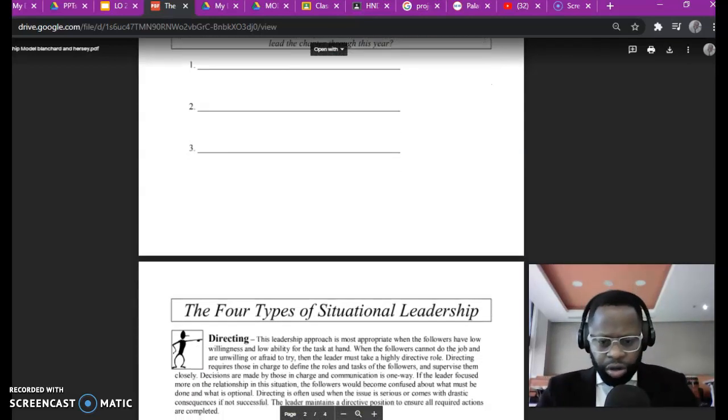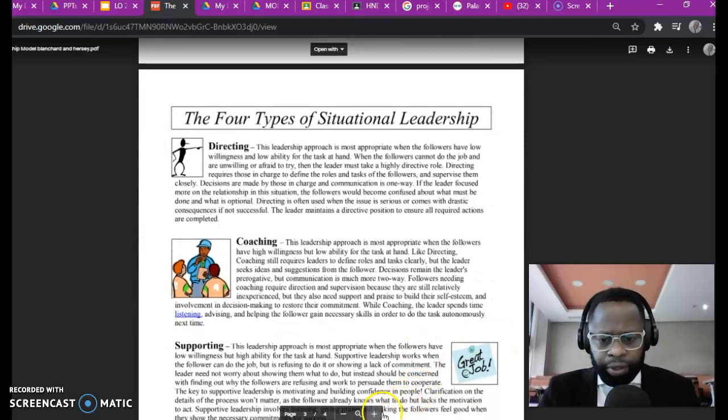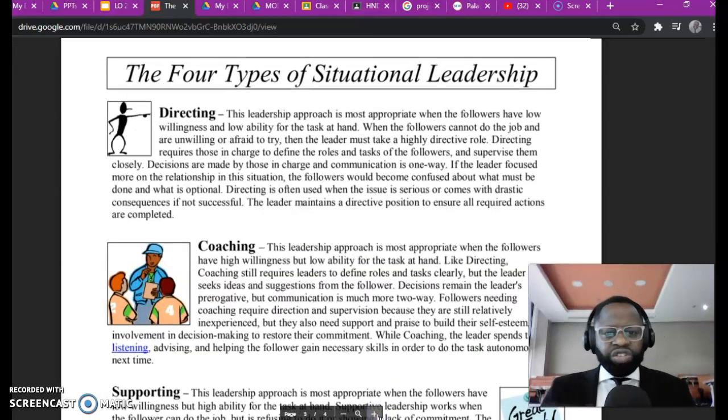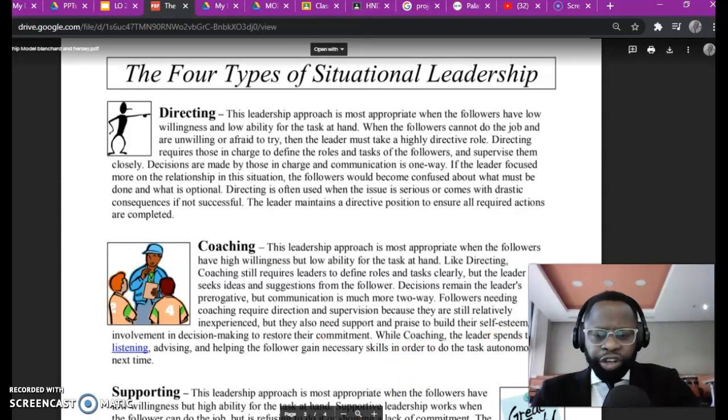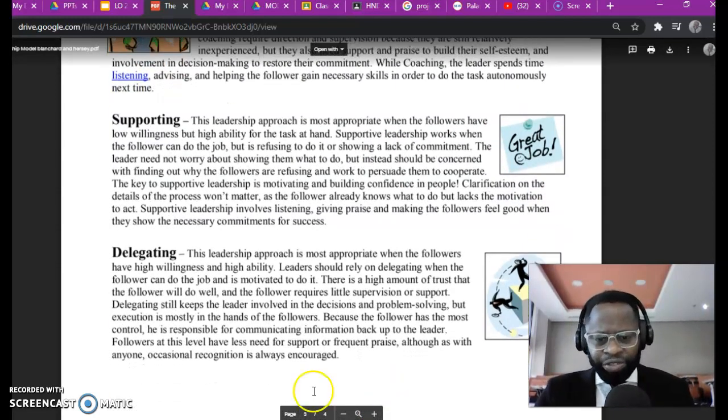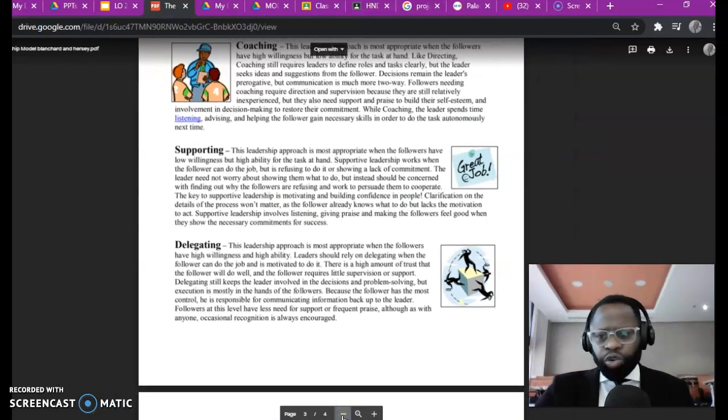I wouldn't read everything in detail, just to give you an idea, and let me make this a bit larger. So directing: this leadership approach is most appropriate when the followers have low willingness and low ability, as we said. It's self-explanatory. When the followers cannot do the job and are unwilling or afraid to try, then the leader must take a highly directive role, must become highly involved. Directing requires those in charge to define the roles and tasks of the followers and supervise them closely. Yes, you may have to micromanage those individuals. You can read the details of it, but my analogy with the football team and with what happens in an organization, I'm sure this will help.